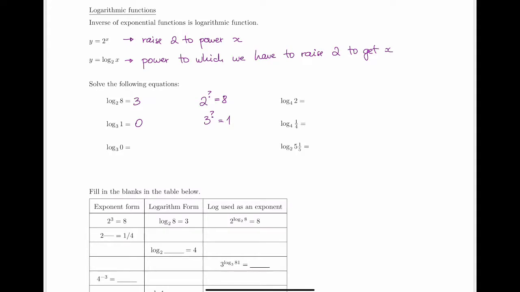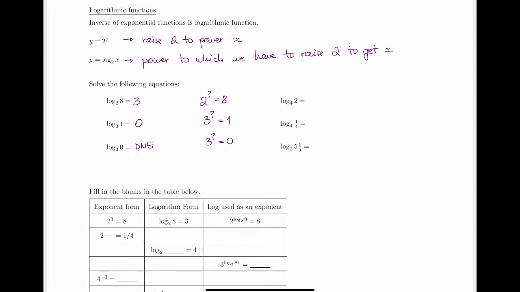Next up, 3 to which power is equal to 0? And that, of course, does not exist. There is no power to which we can raise 3 to get a 0 ever. We've just discussed how a number raised to any power is strictly above 0. So this is one of the things that we will have to discuss in general when we're discussing logarithmic functions.